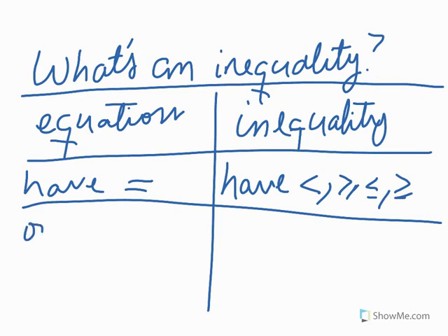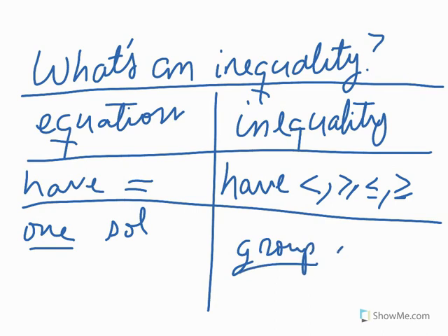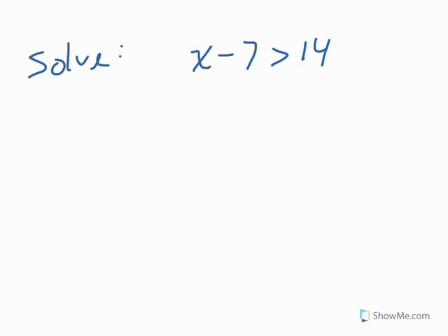So equations have only one solution, and in some cases you'll learn next class they could have multiple solutions or no solutions at all, but typically equations have just one solution, whereas inequalities usually have a group of solutions. So these are the main differences, but other than that, equations and inequalities are very similar. Let's take a look. Let's say we are asked to solve x minus 7 is greater than 14.